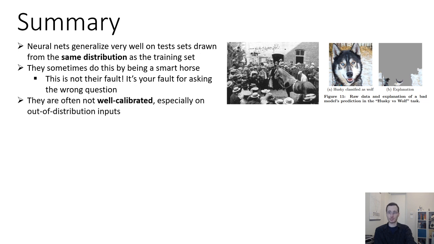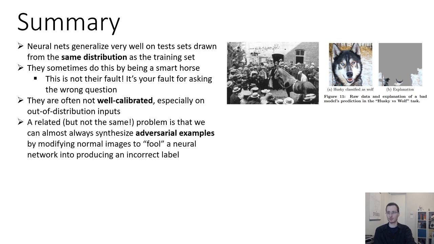They're often not well-calibrated, especially on out-of-distribution inputs, which means that the probabilities that they produce might not reflect the real frequencies of those events, even when the most likely label is the correct label. A related but not the same problem is that we can almost always synthesize adversarial examples by modifying normal images to fool a neural network into producing an incorrect label.